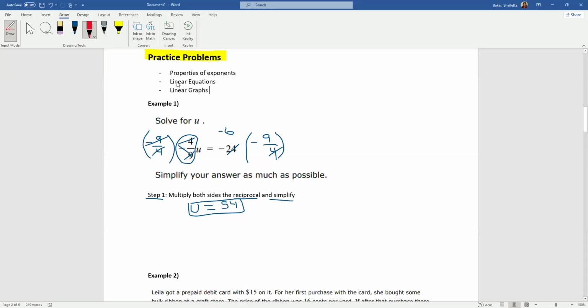All right, guys, this is your review working with properties of exponents, linear equations, and linear graphs. For this first problem, we want to solve for u.